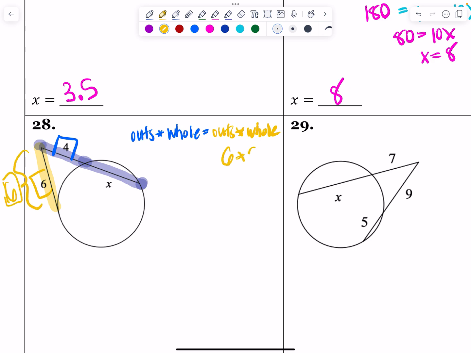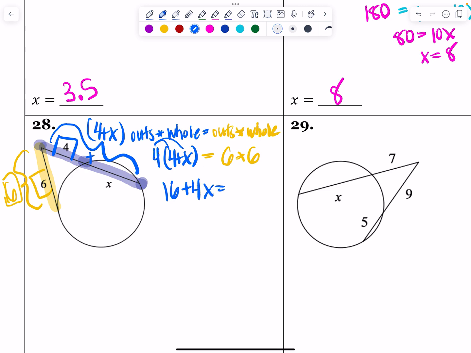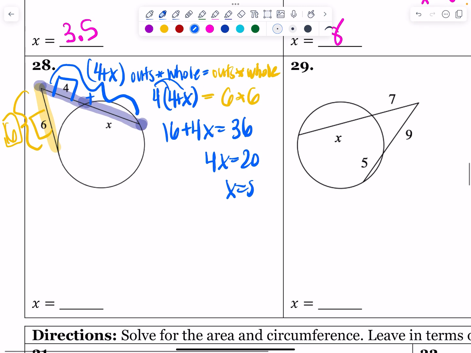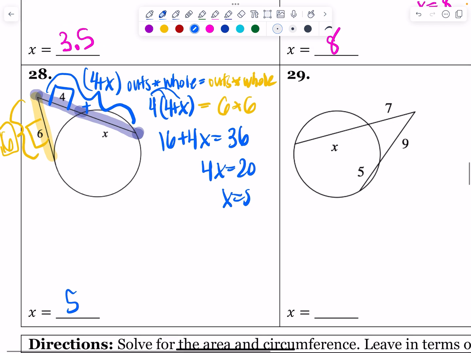So 6 times 6 is going to be equal to the outside, which is 4, times the whole thing. That is going to be an expression of 4 plus x, so 4 times 4 plus x. Distributive property, make sure that you distribute the 4 to both of those pieces. That equals 36. So 4x equals 20, and so x should be 5. Outside times whole equals outside times whole.